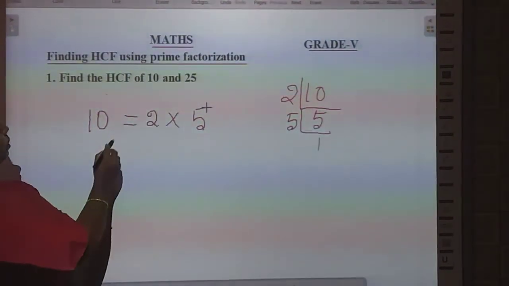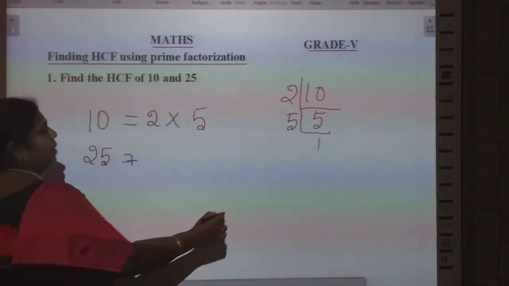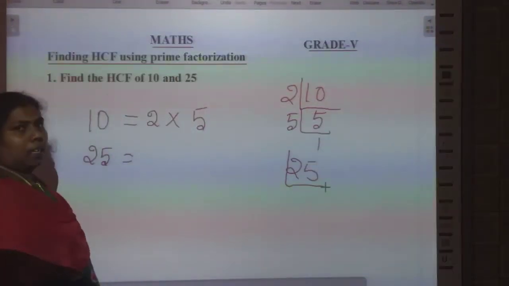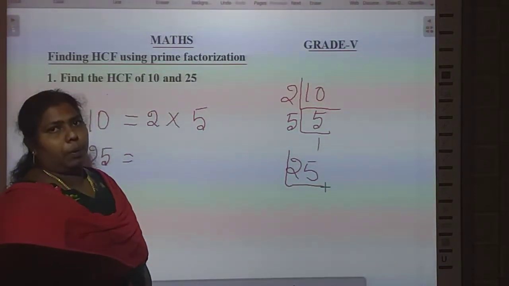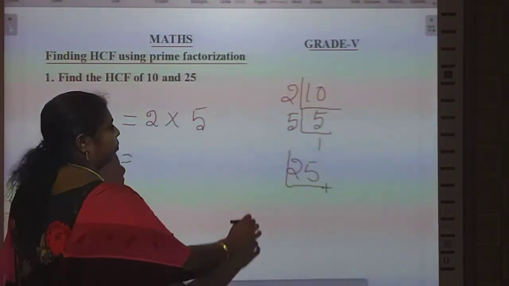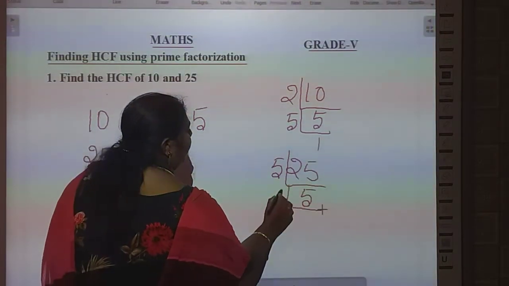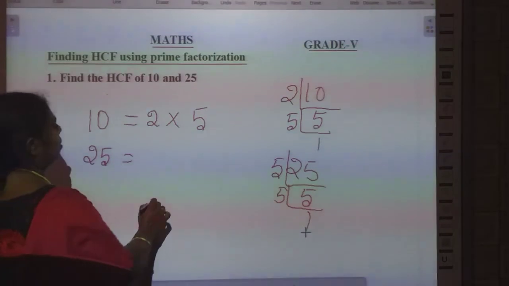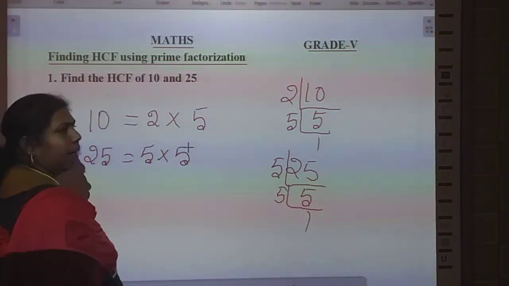Next we are going to find the prime factors of 25. Which table can we use? The second table we cannot use, right? The next prime number is 3, so 3 we cannot use. Next, 5. Yes, 5 fives are 25. Again, the fifth table how many times? 1 time. So the prime factors are 5 into 5.